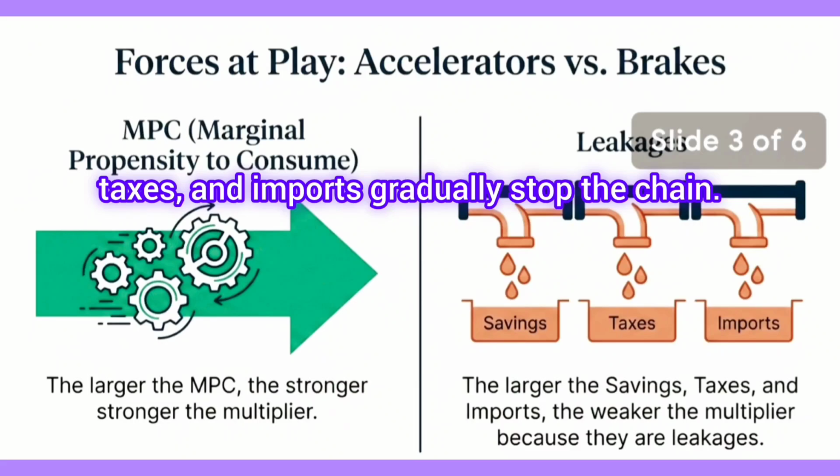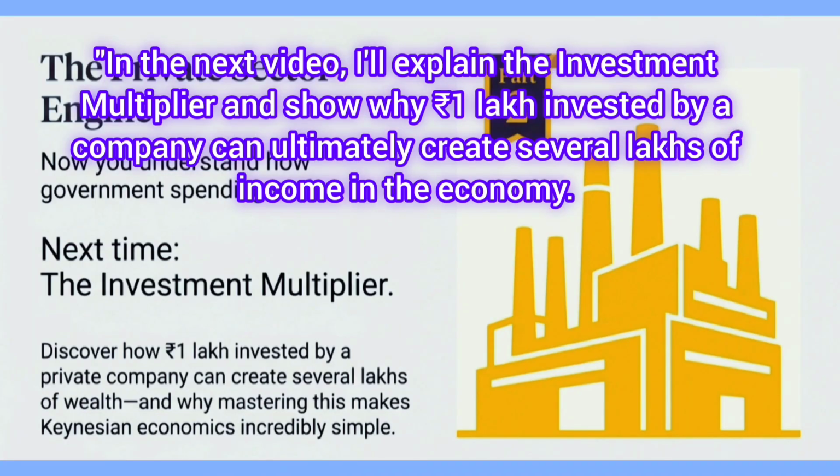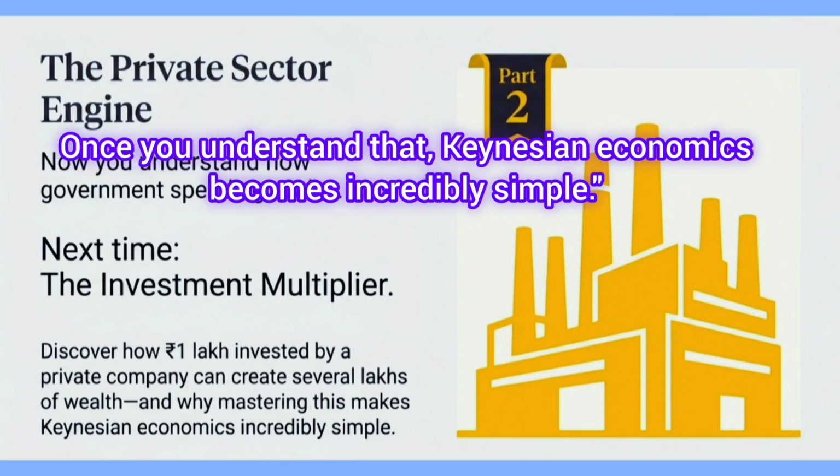In the next video, I'll explain the investment multiplier and show why 1 lakh rupees invested by a company can ultimately create several lakhs of income in the economy. Once you understand that, Keynesian economics becomes incredibly simple.